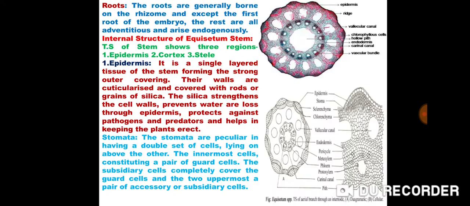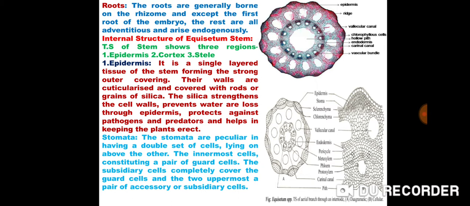Then we discuss about leaves. Equisetum is microphyllous. The leaves are simple, ligulate, isophyllous, and extremely reduced in size. They arise in whorls at each node, and their number varies with species or even in the same species. Then we discuss about roots. Roots are generally borne on the rhizomes, and except the first root of the embryo, the rest are all adventitious and arise endogenously.